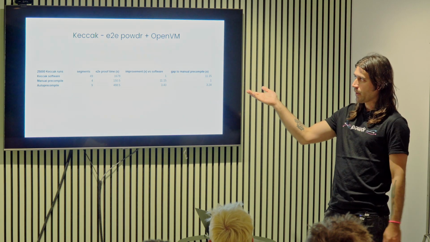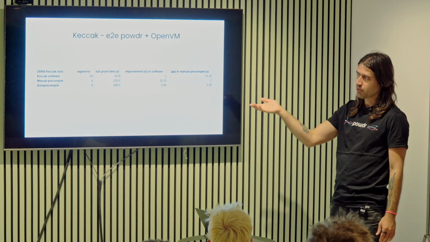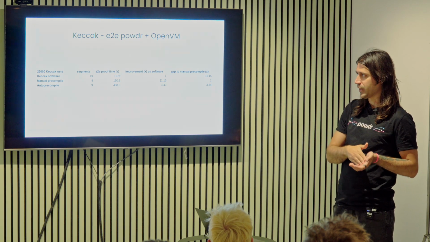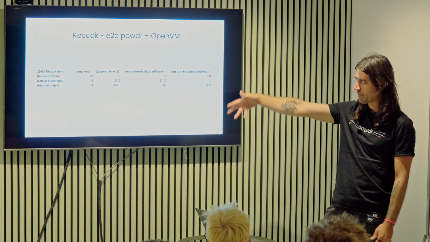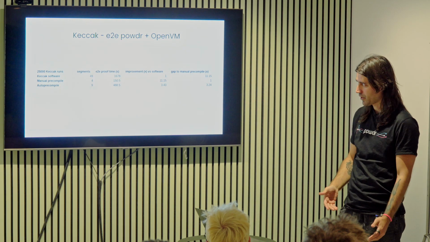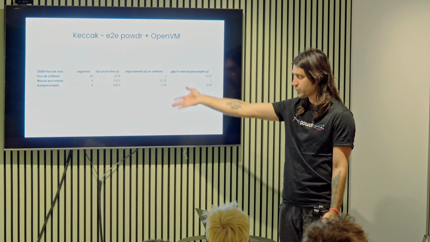And in the manual precompile, 4 segments. And the auto precompile version using this module ends up with 9 segments. And yeah, the proof time itself is arbitrary. It doesn't really matter what the number is. So these are the things we care about.